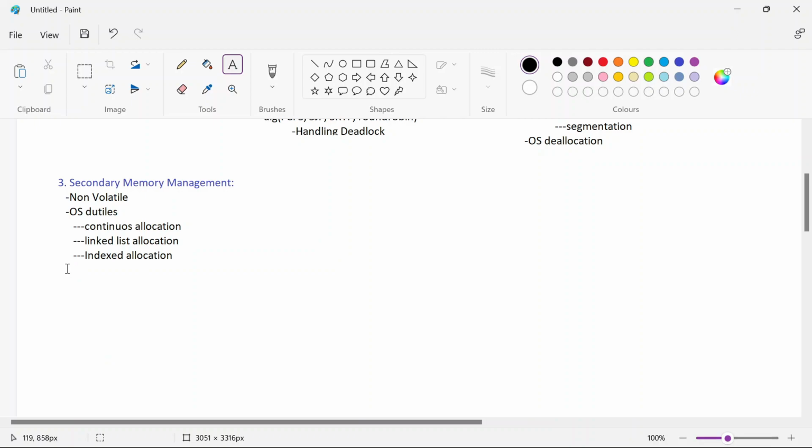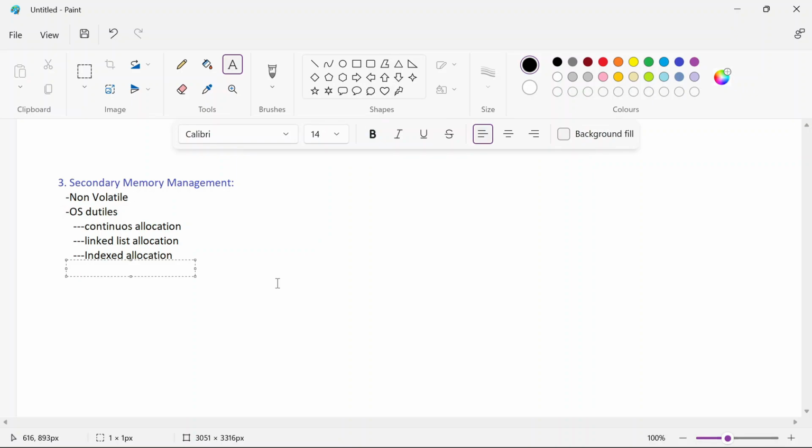We are going to learn about disk scheduling algorithms. Different disk scheduling algorithms are there. In future we are going to learn about disk management and all. How the data will be stored, where, these algorithms and methods, we are going to understand. So these are all the OS duties we have as part of secondary memory management.